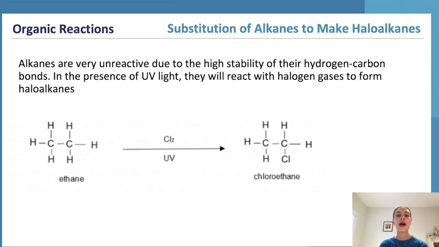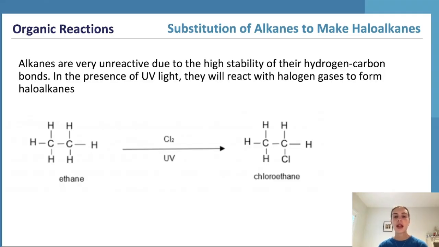Now going on to our organic reactions which we need to know. The first one we're going to look at is a substitution reaction, the substitution of alkanes in order to make haloalkanes. Alkanes are very unreactive molecules, because they have high stability in their hydrogen to carbon bonds, so in their hydrocarbon chain. We've seen before that an alkane is fully single bonded, and so this means that they're very unreactive.